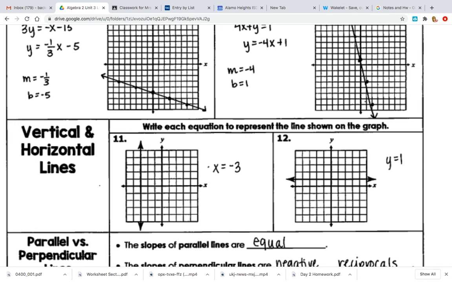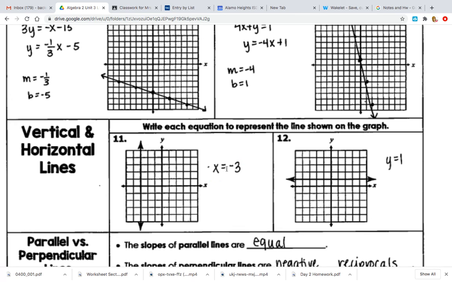Okay, let's see. 1, 2, 3. x is negative 3 here. Are x's anywhere else? No, x is negative 3 everywhere on this line. So the equation is x equals negative 3 because all my x's are negative 3. Okay? So with a vertical line, the slope is undefined, but this is how we would graph it.